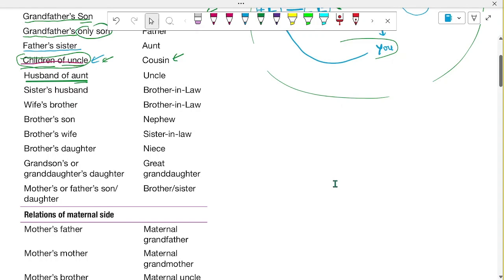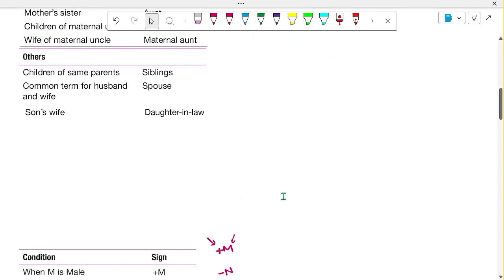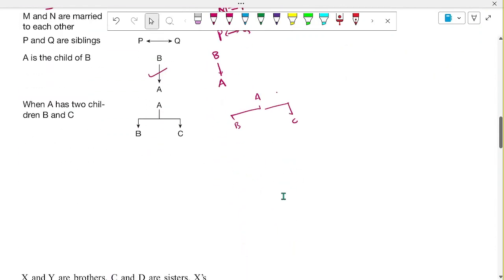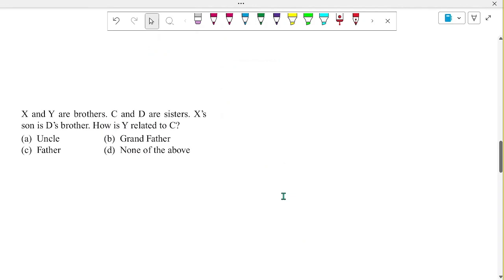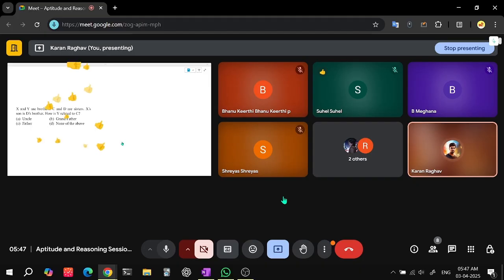Why I am telling this is very important because I have seen these questions in almost all the competitive exams. Now, what will be the level of questions asked in this exam? Just look at this one. X and Y are brothers. C and D are sisters. X's son is D's brother. How is Y related to C? And you will have four options like this. Can you try to understand and tell me what is the answer for this one? Just try to draw the diagram. See, in this case, you cannot simply make out Y's relation to C. You should be able to draw the diagram, then only you can solve.